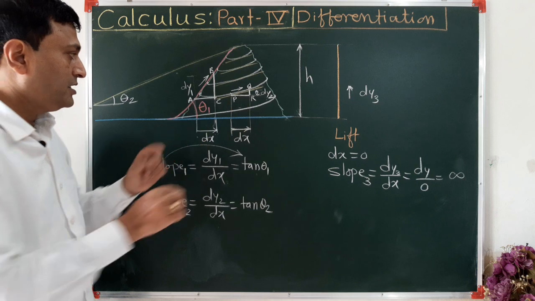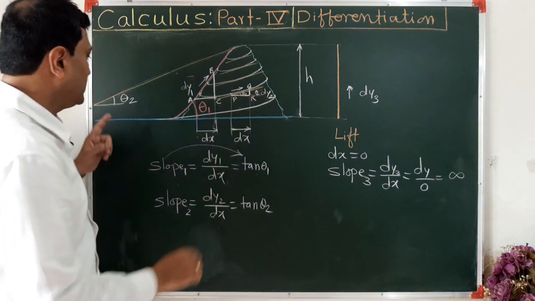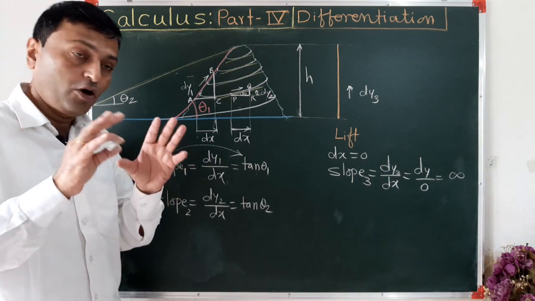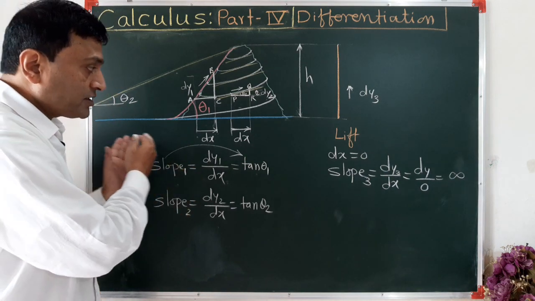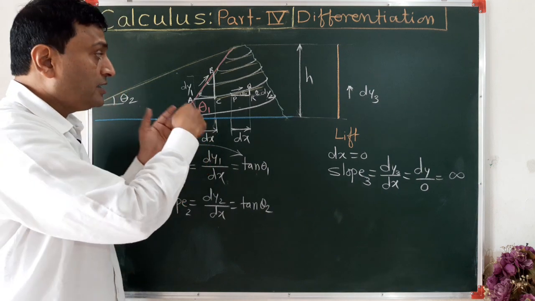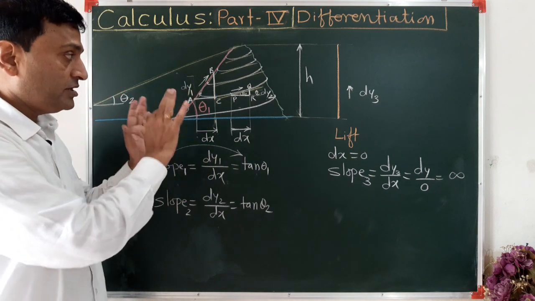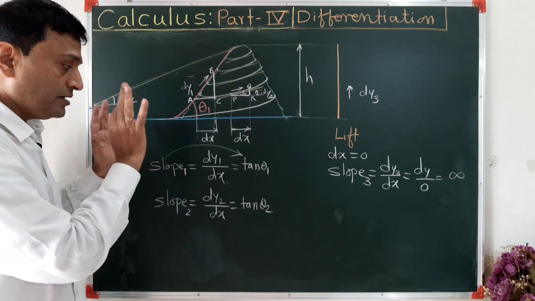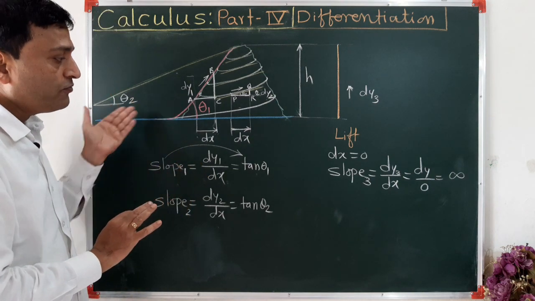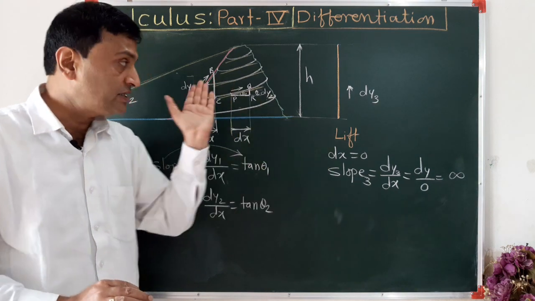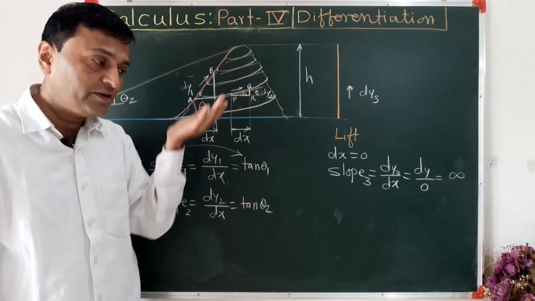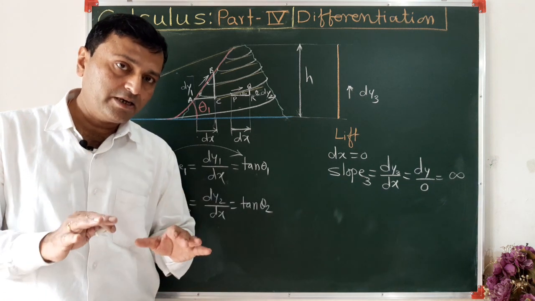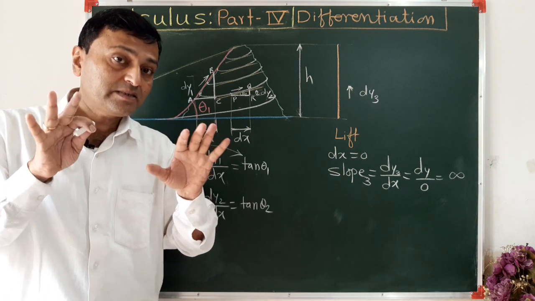If it is theta 2, this must be theta 2. Then you can observe that for the same horizontal displacement, there are different vertical displacements for these two separate roads. This is nothing but the derivative of y with respect to x, meaning the change of vertical displacement with respect to change in horizontal displacement. In this case, I have taken both quantities as displacements.